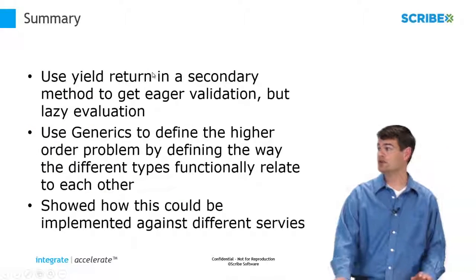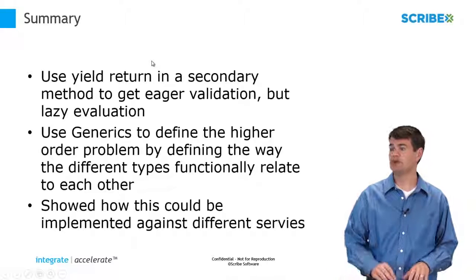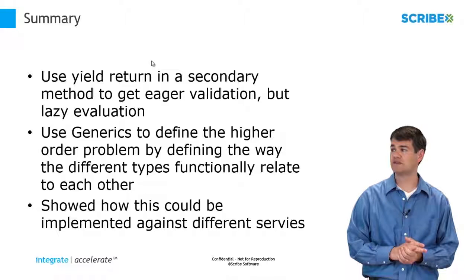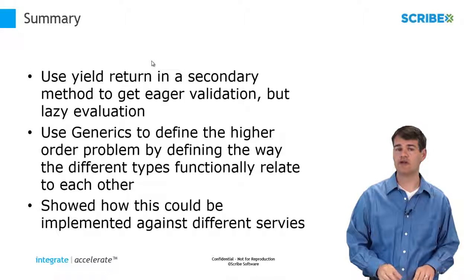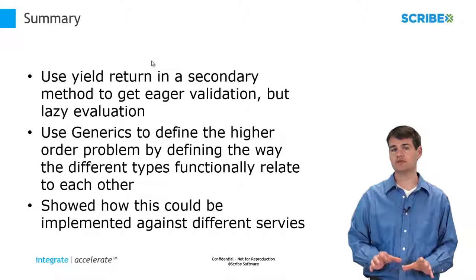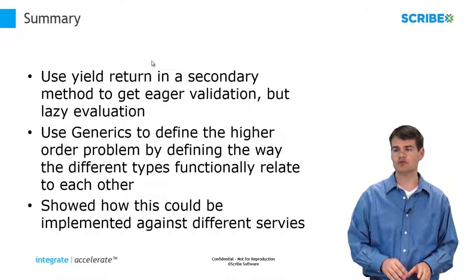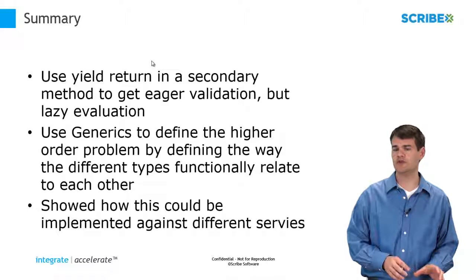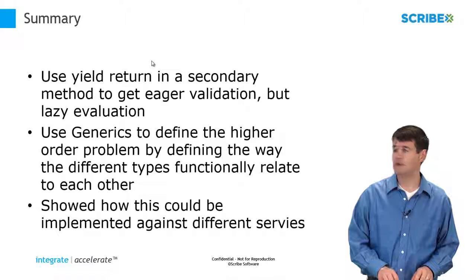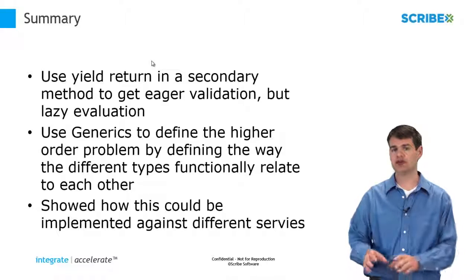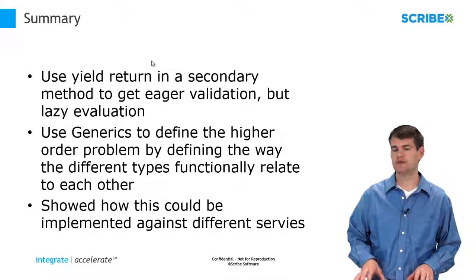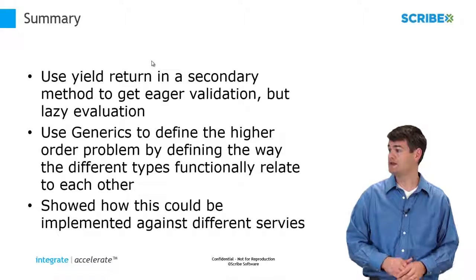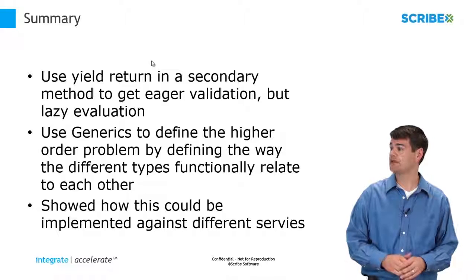So in closing, in order to do paging in Scribe Online, it's useful to use the yield return in a secondary method to get eager validation. That means if the query is badly formed or is not going to work, we want to know that information before we start enumerating over the items, and then pass that information back into a secondary method, so that we get the lazy evaluation, which means we get those values on an as-need-to-know basis, or as we need them.